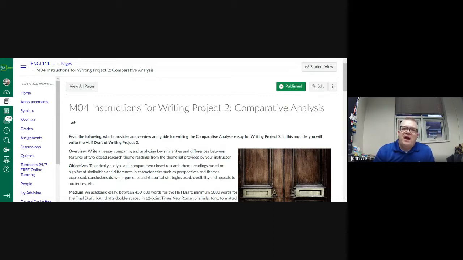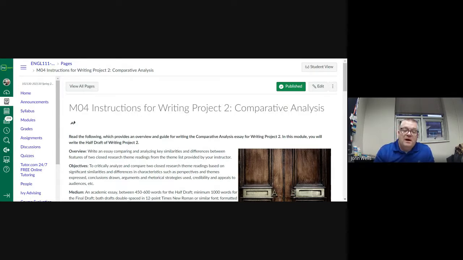Being able to be that critical consumer of the information and be able to look at a variety of different sources and to critically analyze and evaluate those, that's a skill that you're going to use in all your other classes and in life going forward. And that's why this is so important.